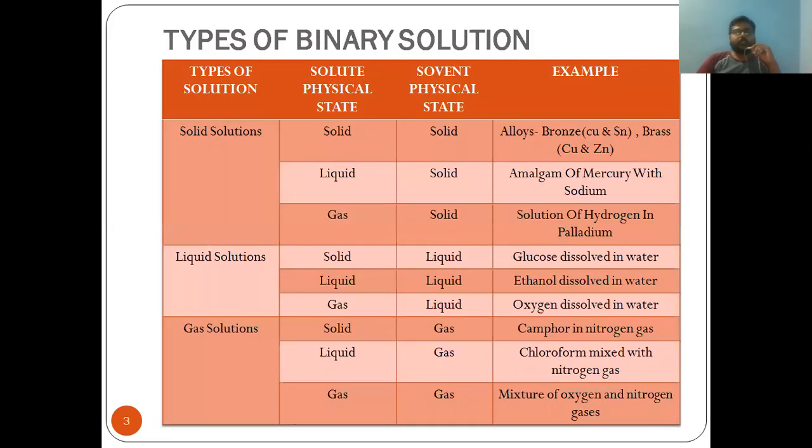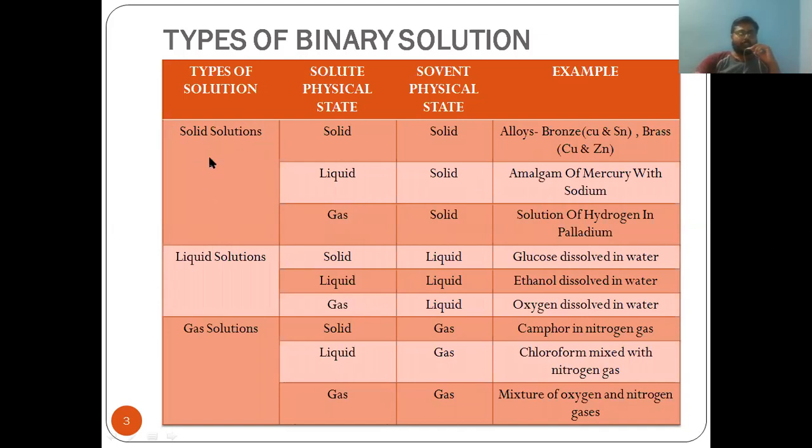Such binary solutions are broadly classified into three main types. They are solid solutions, liquid solutions, and gas solutions. In each main type, we can see three divisions or three types. Hence, 3 into 3, totally 9 different types of binary solutions we can see based on the physical state of solute and the physical state of the solvent. With simple examples, we'll understand all the 9 different types of binary solution.